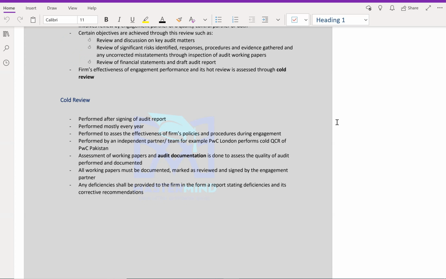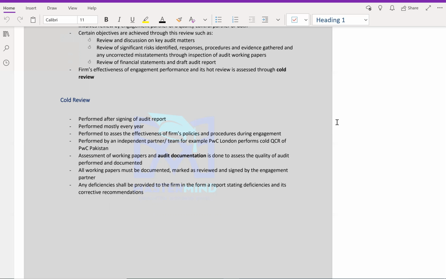Assessment of working papers and audit documentation is done to assess the quality of audit performed and documented. All working papers must be documented, marked as reviewed, and signed by the engagement partner. Not just marked as reviewed, all right, but signed by the engagement partner as well. The reason why you need to sign it as an engagement partner is because you need to finish it off. You need to close the working papers.